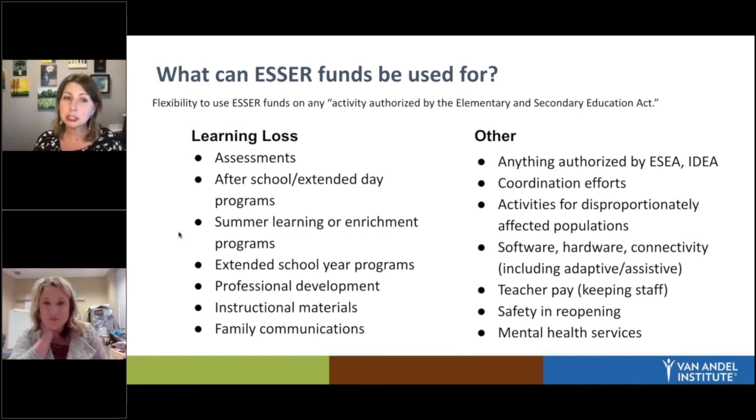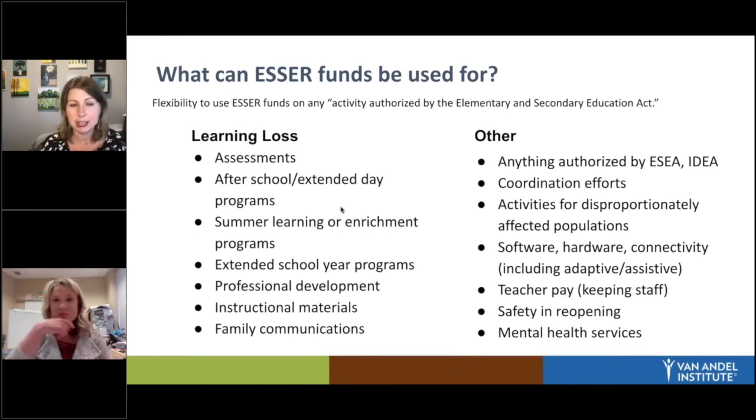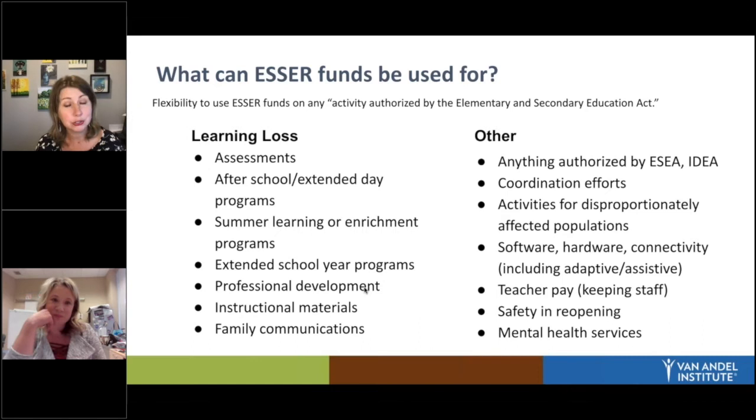But essentially, these are the things I think that people are most interested in spending it on. So when it comes to learning loss, that 20%, you can spend it on assessments. You could spend it on after school or extended day programs, particularly, I like what you were saying, John, it's not necessarily enrichment activities, but quality instruction that can help close that gap. And then summer learning or enrichment programs, extended school year. So you might do some sort of project-based learning event with your students at the end of the school year, perhaps. Professional development, so your teachers can feel comfortable addressing all of these needs that are coming out of this. Instructional materials, so they have the resources.